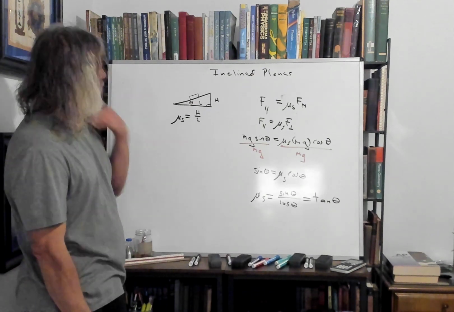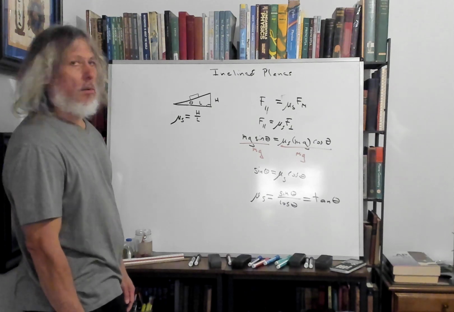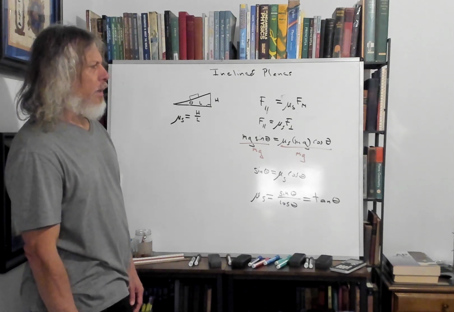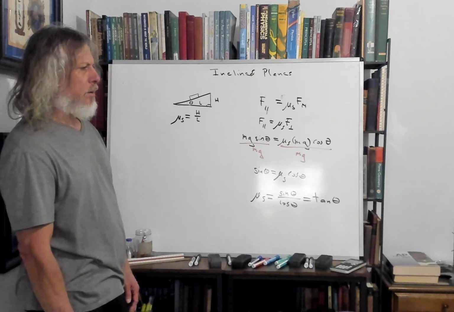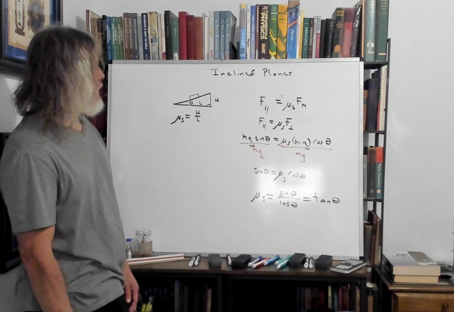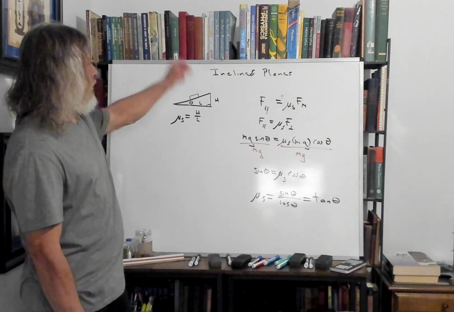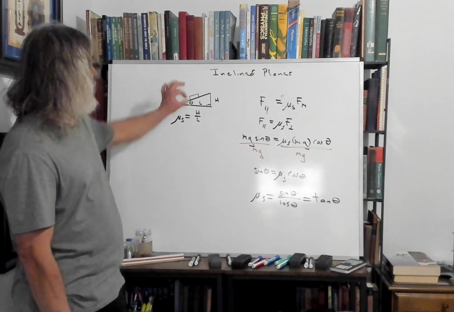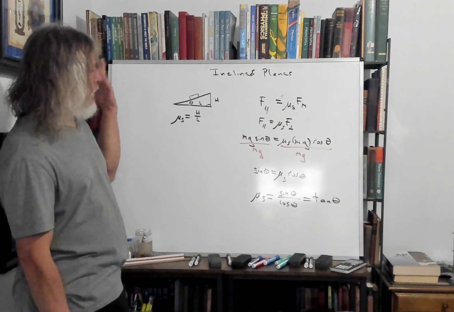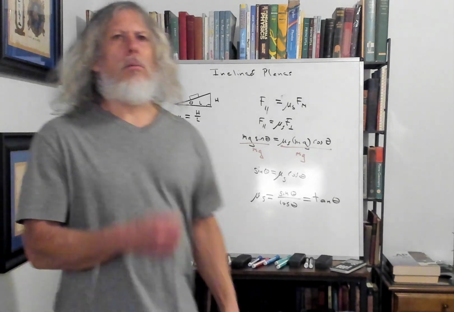Then we could do something similar for kinetic. When something's moving down at a constant velocity, we can figure out what the coefficient of kinetic friction is. So here is where something just starts to move, so we're talking about static. If something's moving at a constant velocity, then we do kinetic. But here, static. So let me see some problems.